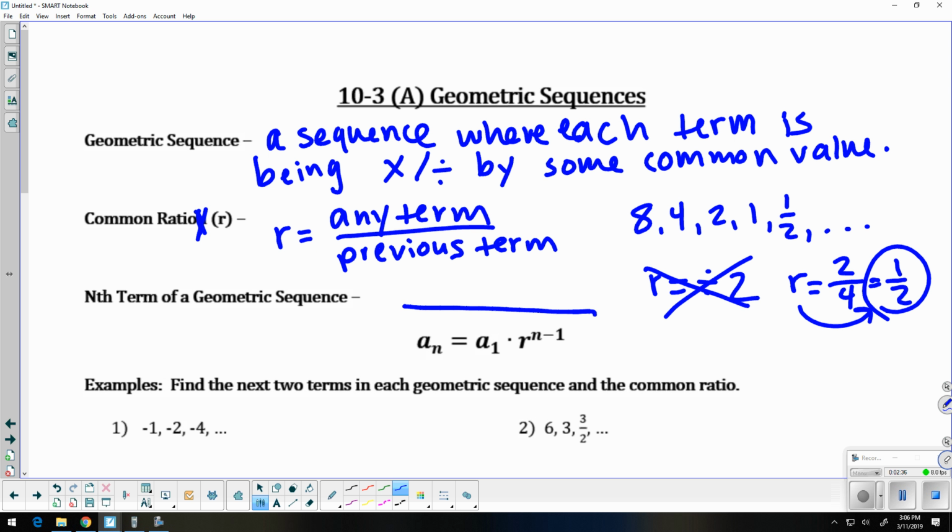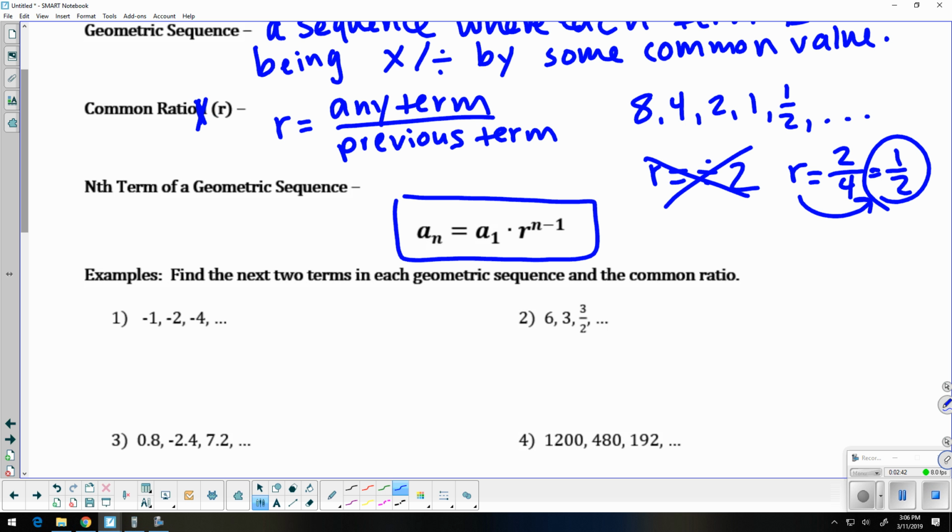So, new formula for today. To find any term in a geometric sequence, you take the first term, a sub 1, and multiply it by R raised to the n minus 1. Everything's the same: a sub n is still the last term, or the term that we're trying to find. a sub 1 is still the first term. n is still the number of terms, or a specific term number. The only new thing now is R, which acts like d did in the arithmetic sequences.